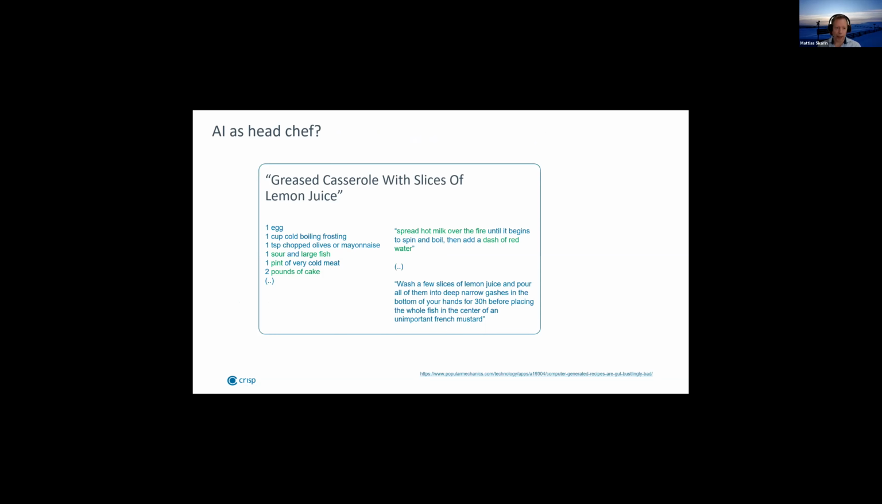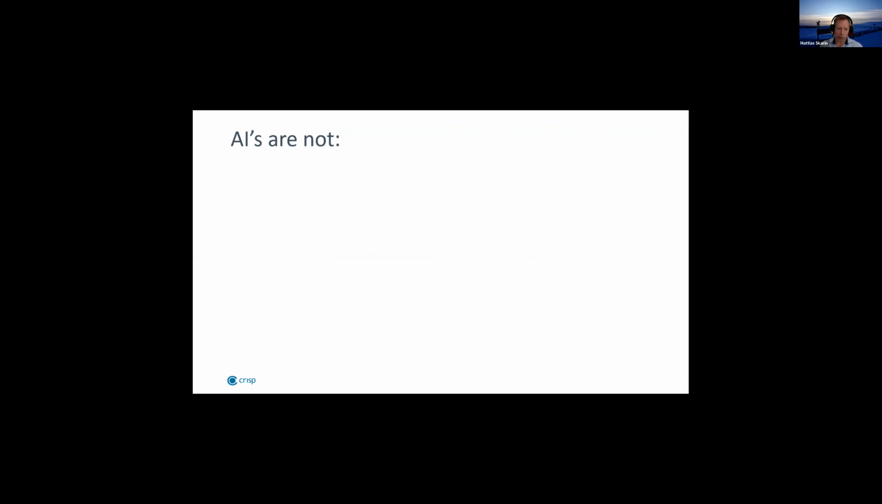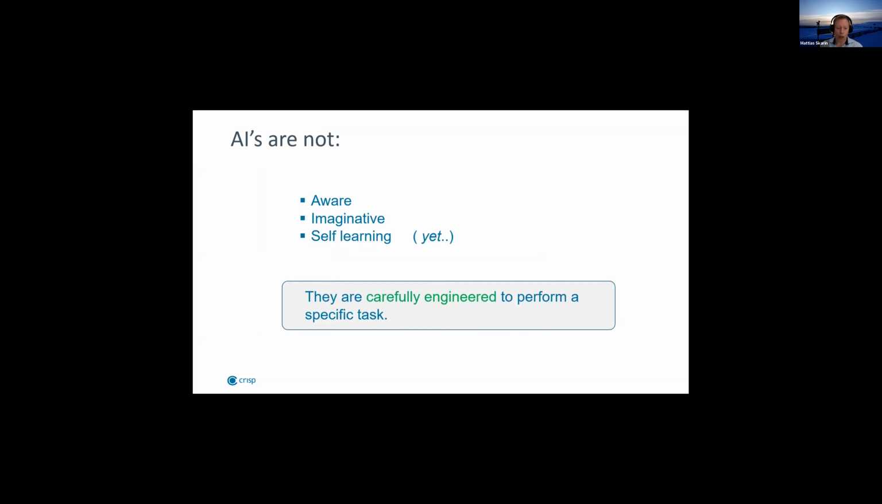So with this said, AI is not a universal better solution. Some things do not turn out so well when you give it to an AI. For example, they're making this recipe, which is just asking AI to make a recipe. So AIs, to summarize, they are not aware, and AI is not imaginative, and AI is not self-learning. So even though it can push the boundaries and teach us things which we didn't see, we have to understand that they are actually carefully engineered so far by people to perform a specific task.